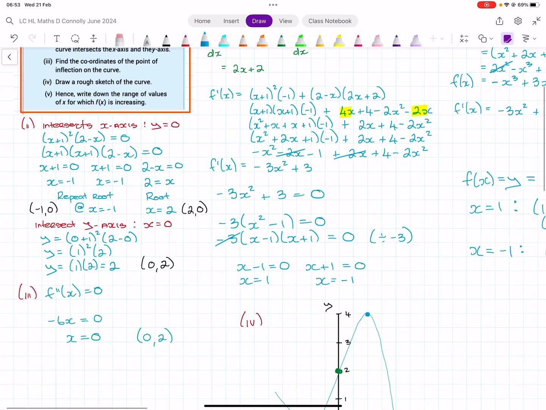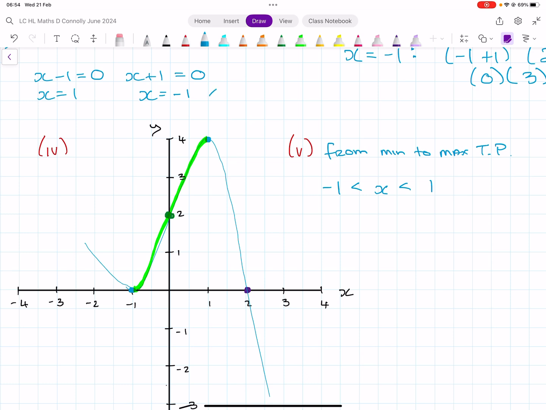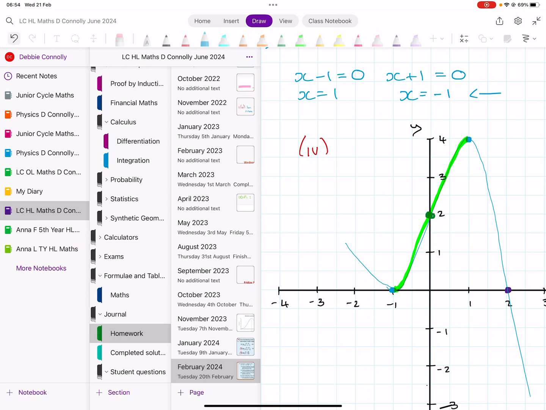Hence write down the range of values for which the graph is increasing. So the graph, part 5, the graph is increasing here. So basically from the min to the max turning points. So minus 1 less than x less than 1, because it was 1 and minus 1 that were our two turning points. Okay, hopefully that's all right.